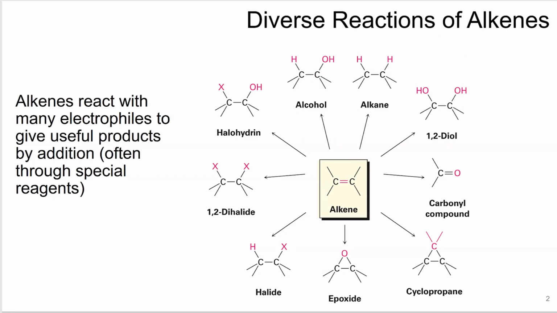There are several reactions that we can do with alkenes. They are very useful to react as nucleophiles with different electrophiles, and we get useful products by addition of these. From an alkene, we can make an alcohol, we can make an alkane, we can get a diol, which has two alcohols, carbonyl compounds. We can make cyclopropane, which is a three-membered carbon ring, an epoxide, which is a three-membered ring with oxygen, a halide with an H and an X, or a dihalide, and also a halohydrin, which contains a halogen and an alcohol. All of these reactions we can do starting from an alkene.